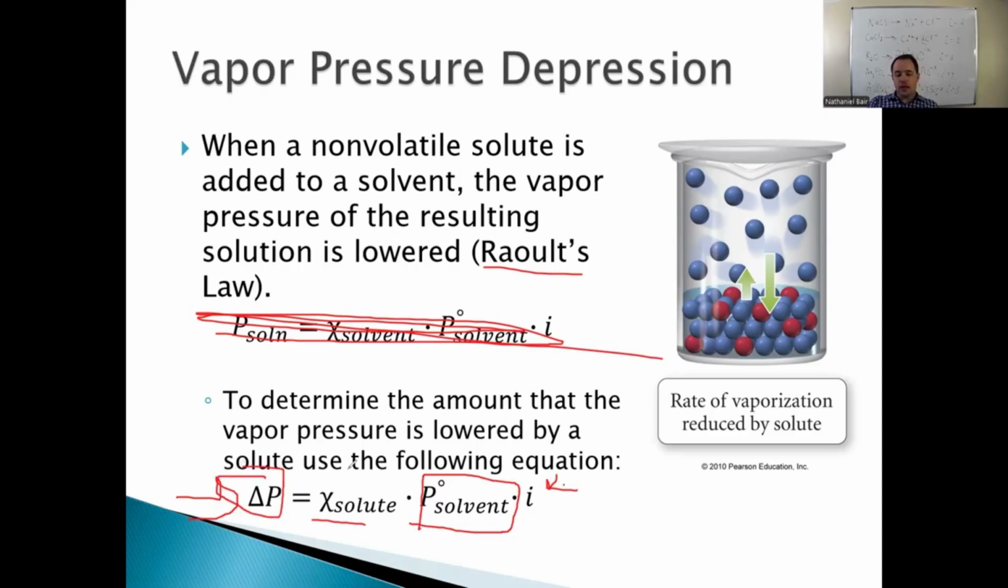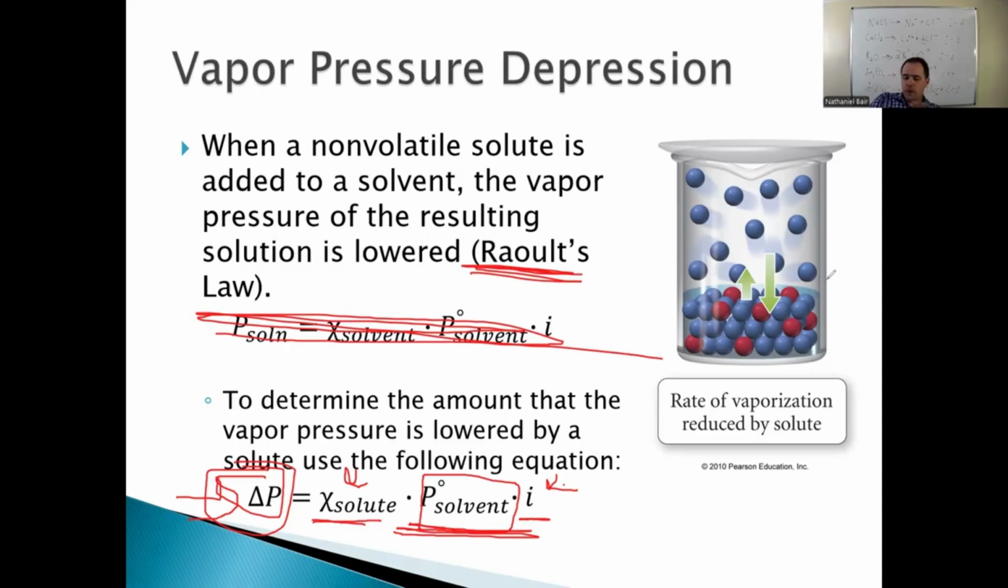So if you take the concentration of the solution in terms of mole fraction, and you multiply by the normal vapor pressure of the solvent before you dissolved anything, and then you multiply by the number of particles in there, the van 't Hoff correction factor, then you can figure out the change in vapor pressure. And what my friend Raoult said is that the vapor pressure of a solution is always going to be less than the vapor pressure of the pure solvent.